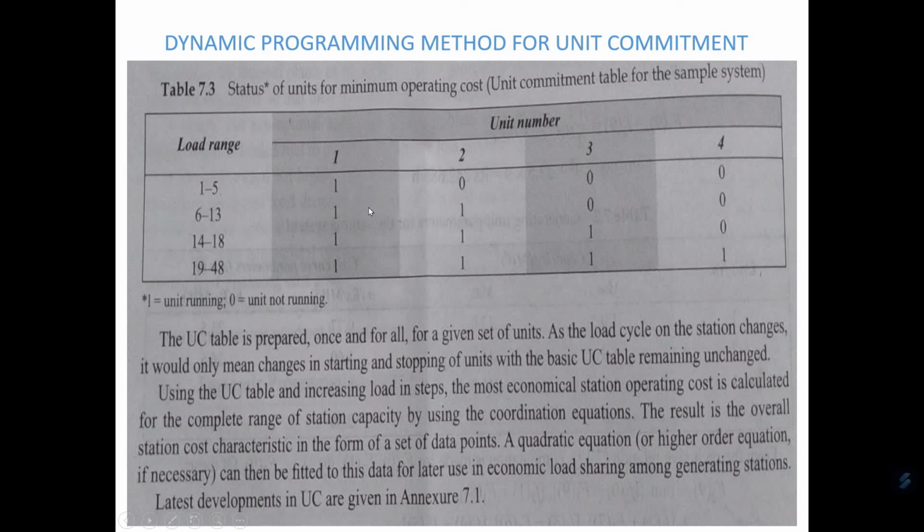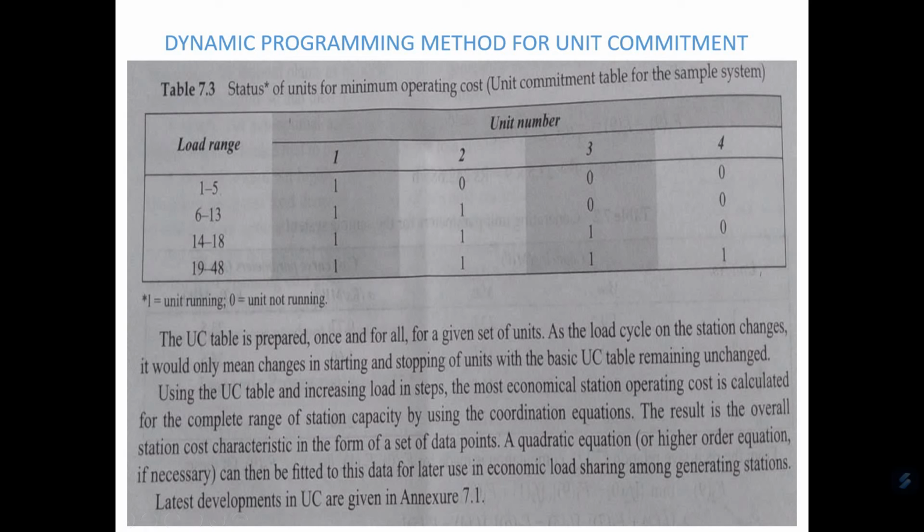So here 1 represents that the generator will be available. 0 means those generators will be idle, or off, for the particular load. If the load variation is from 1 to 5 megawatt, the entire load will be shared by the first generator only. If the load variation is from 6 to 13 megawatt, the load will be shared by the first and second generator. If the load is from 14 to 18 megawatt, the load will be shared by the first, second and third generator. And if the load variation is from 19 to 48 megawatts, we need to run all the 4 generators.